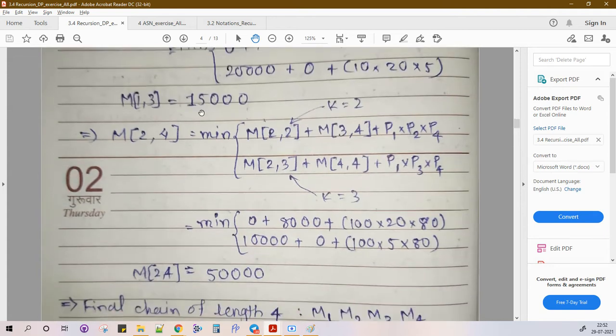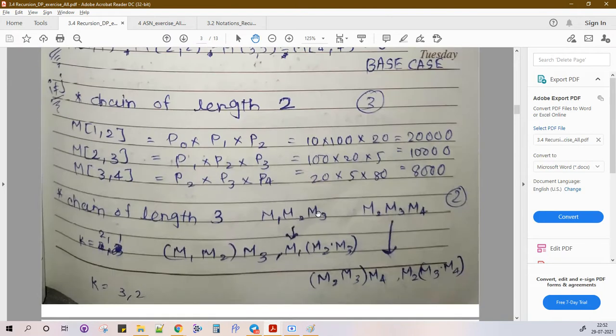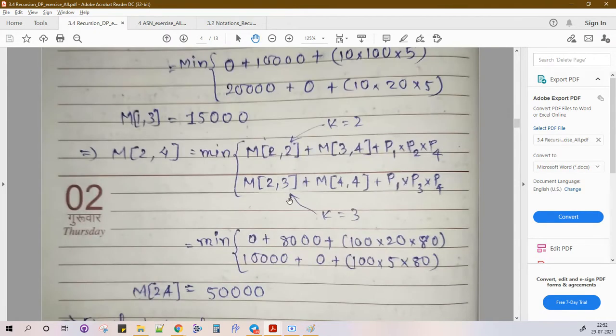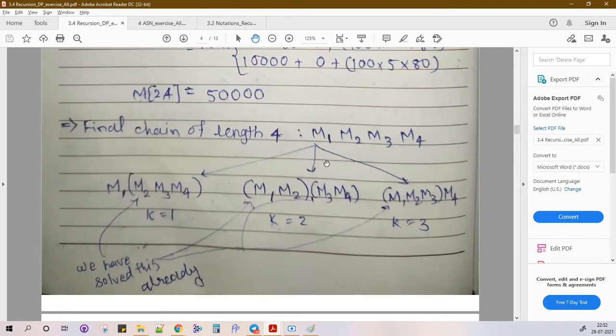Whatever the minimum value you have is the minimum cost of doing M2, M3, M4, right? So it is 50,000 here, and 15,000 here. So this is good if I take m1, m2 and m3, and it is also good if I take m1 multiplied by m2 and m3, right? So this is solved up to a problem chain length of 3, right? Are you following me, guys, or any doubt?